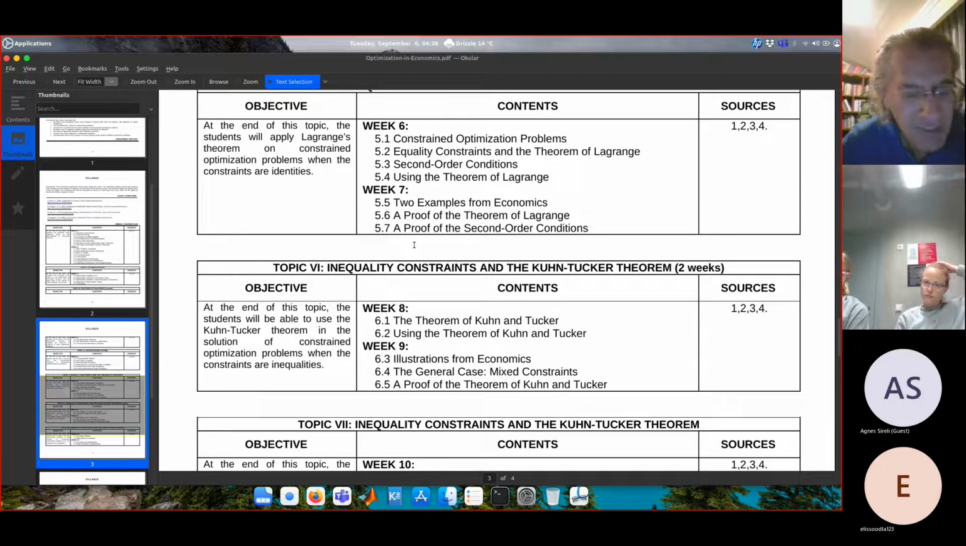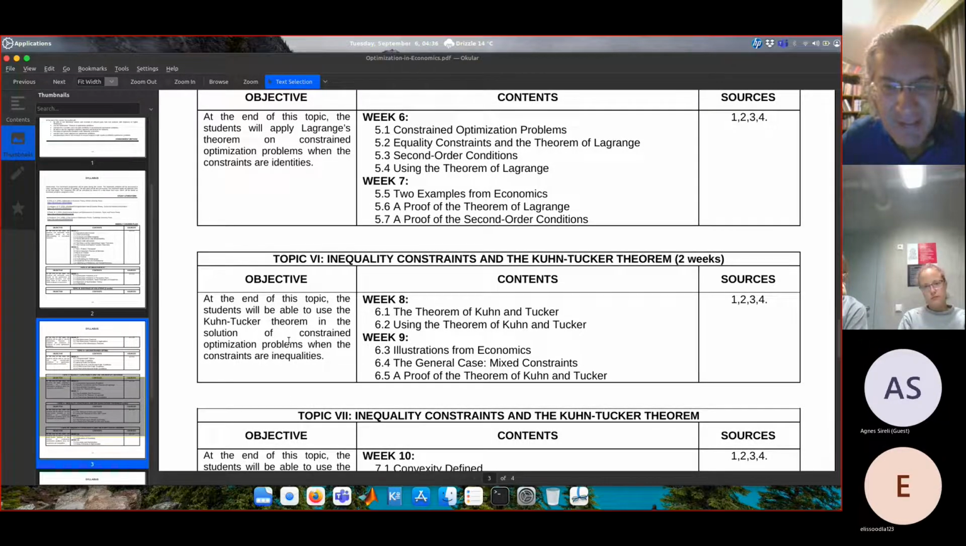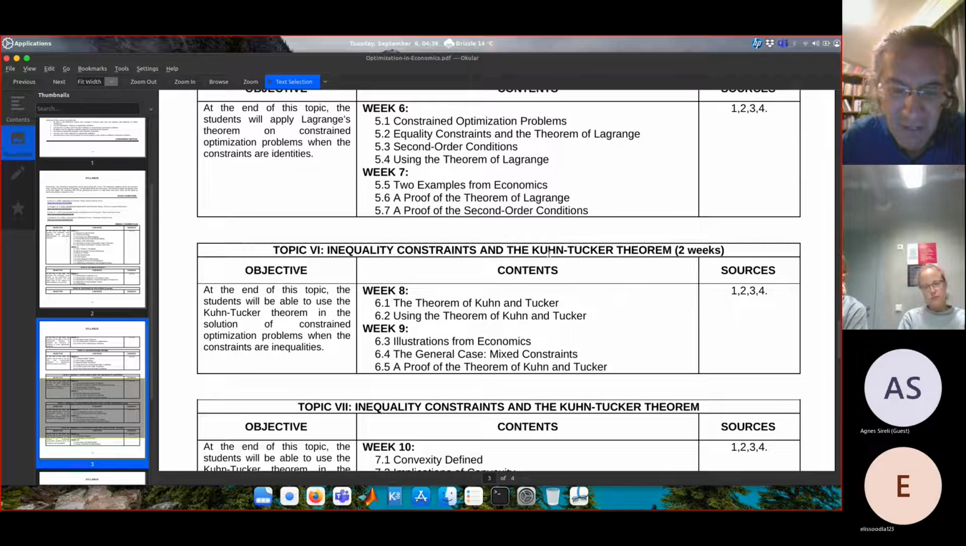For all of these proofs, basically we're going to use calculus, vector calculus, and sometimes metric spaces, but that's it. Topic number 6, inequality constraints and the Kuhn-Tucker theorem. The objective is, at the end of this topic, the students will be able to use the Kuhn-Tucker theorem in the solution of constraint optimization problems when the constraints are inequalities. Kuhn-Tucker is a theorem for optimization problems when the constraints are inequalities. That's something important to remember.